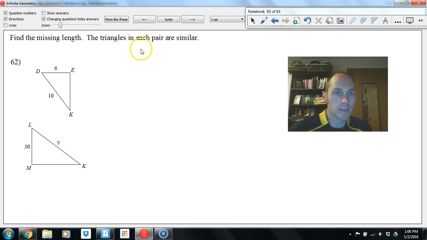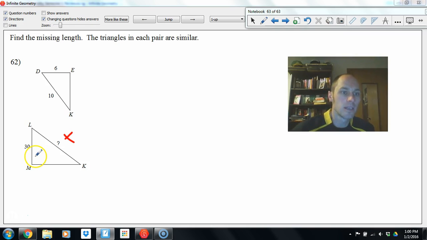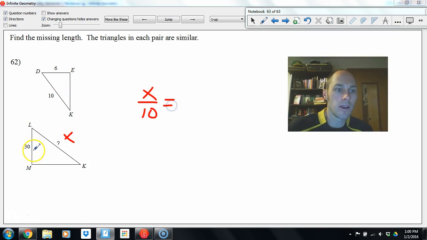Next one, find the missing length. Two triangles in each pair are similar. So we can set up a proportion. Let's call this one X. It's the hypotenuse, or what appears to be a hypotenuse. It would be the longest side, either way. So let's say X to 10 is the longer side, in the same way that 30 is proportional in the same ratio as 6.